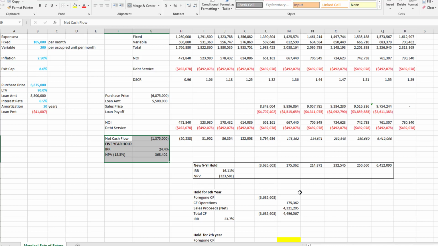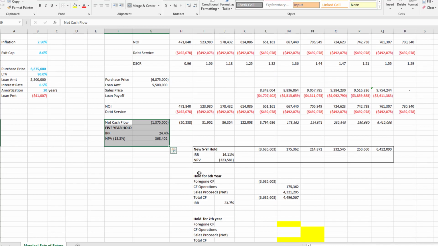Now the last thing we're going to do is look at 1 year at a time. A marginal rate of return is the way we would describe that. And so in this little area right here, we're going to look at what if we hold it not for an additional 5 years, but for 1 additional year. So for the 6th year, and you can see that notation is here. We're holding it for the 6th year. So the analysis is similar to what we did with the new 5-year hold.